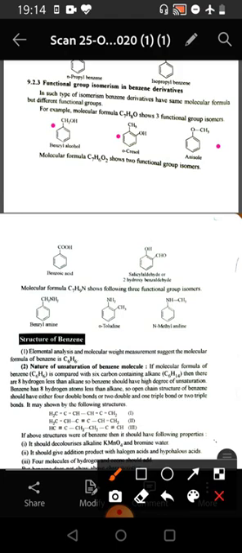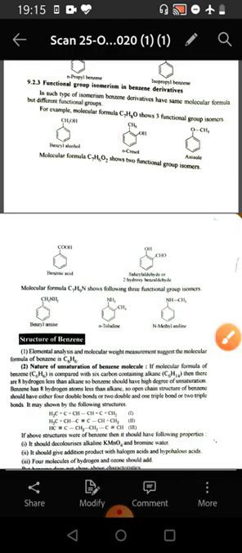The second example we can take is the molecular formula C7H6O2, which shows 2 functional group isomers, benzoic acid and salicylaldehyde or 2-hydroxybenzaldehyde. And the third example of this is C7H9N, which shows the following 3 functional group isomers: benzylamine, orthotoluidine and N-methylaniline.